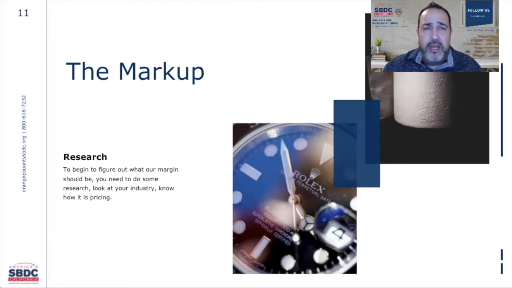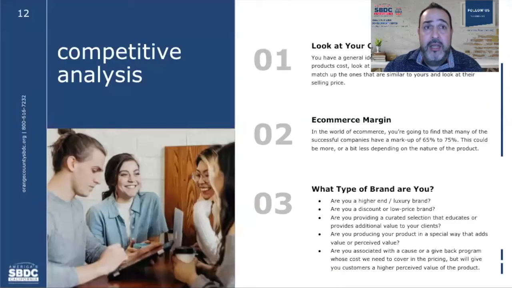More importantly, know what your customers are expecting to pay for the type of product that you're selling. So look at your competition, look at their prices on similar products. You already have a general idea of how much the components of your product cost. Look at the brands that sell similar products to yours, match up the ones that are similar to yours, and look at their selling price.